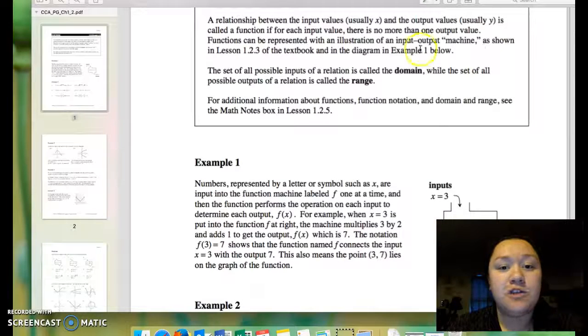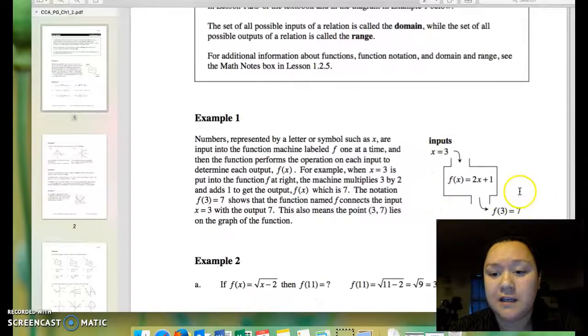Okay, so functions can be represented with an illustration of an input-output machine as shown in example 1. Oh, okay, so this box-like figure I see over here is actually an input-output machine.